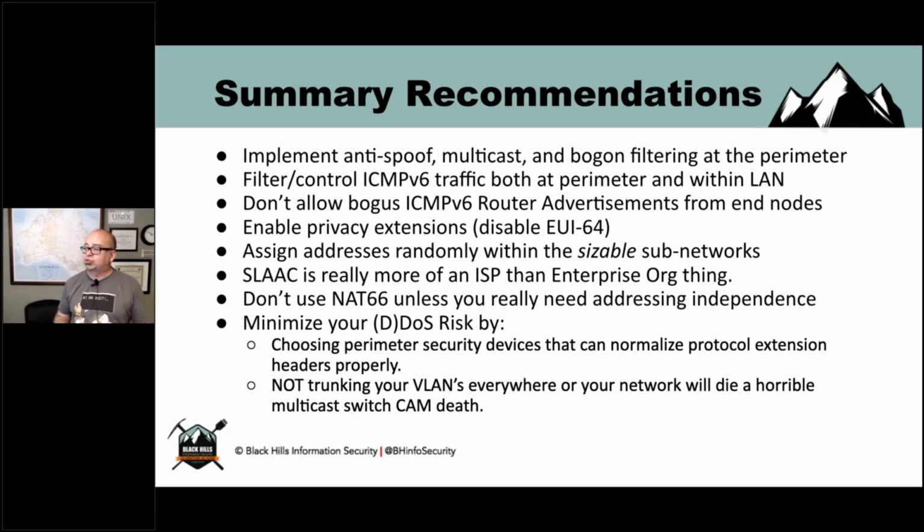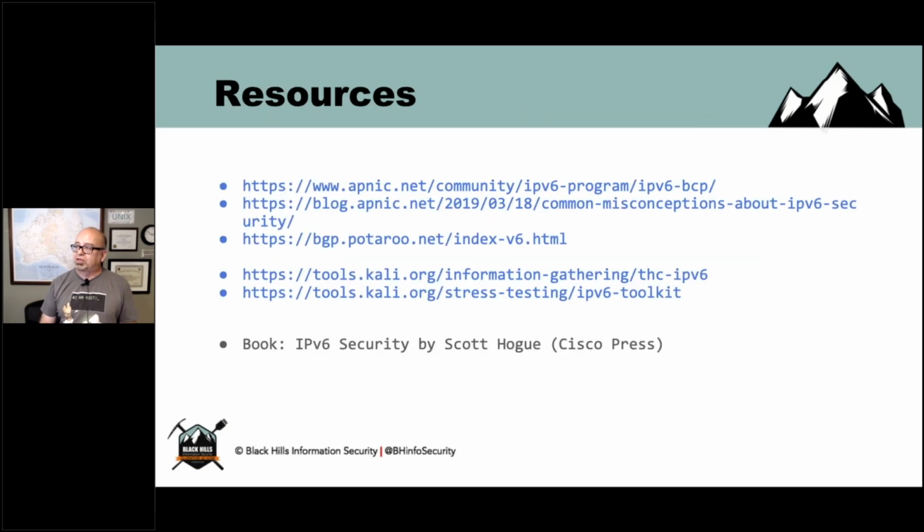Minimize your denial of service risk by choosing perimeter security devices that can normalize the protocol headers properly. And for God's sake, do not trunk your VLANs everywhere because your switch will die a horrible multicast TCAM or CAM, which is content addressable memory exhaustion. In other words, you'll kill your network. Okay? So you're going to have to architect your networks properly.